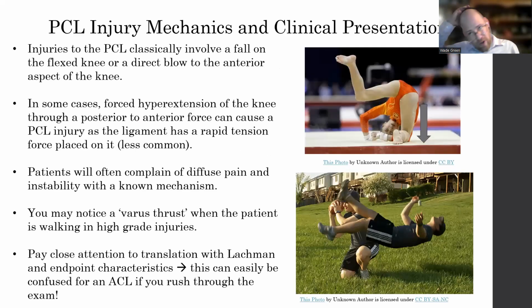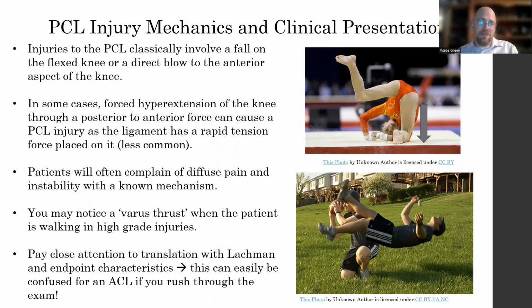Okay, how does someone injure their PCL? Here's the thing, okay? There's a common mechanism and then maybe a less common mechanism. So the first one: injuries to the PCL usually involve a fall onto the knee or a blow directly to the anterior knee. You can see in this first picture, this gymnast in front of us maybe over-rotated on a stunt in her routine and has landed directly on that right knee, as you can see.